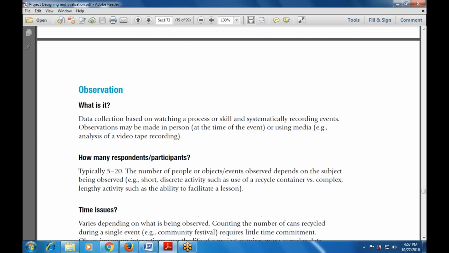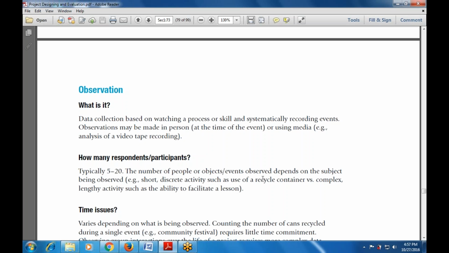Then next is observation. We have studied what observation is, why we use it, and what data collection method is also used. Whatever we see and watch is known as observation. How many respondents or participants? That typically ranges from 5 to 20 people.